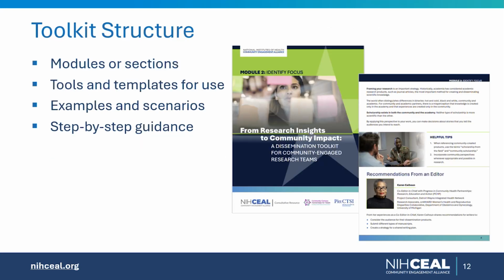Toolkits contain several components. One component is modules or sections. Modules or sections allow you to break content into sections that are easy to understand and contain usable information. Another component is tools and templates. These components provide users with resources to take action. Tools and templates help users see the toolkit in action.